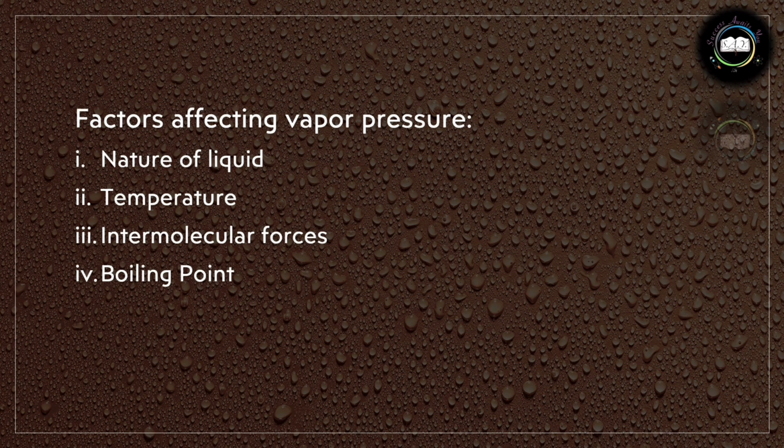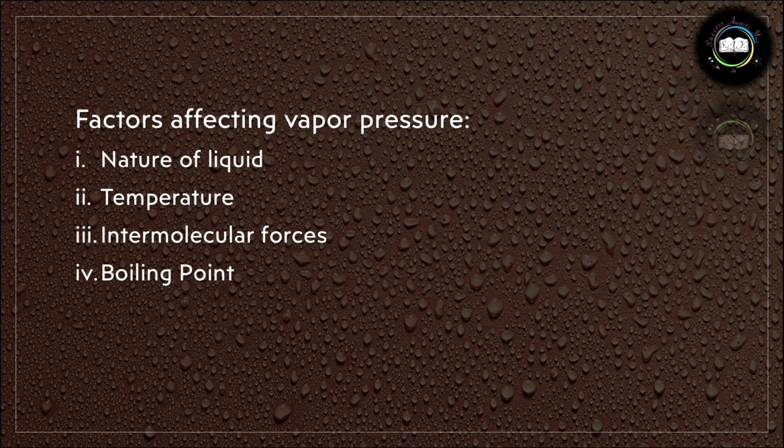Now, moving on to the factors affecting vapor pressure. Number 1. Nature of liquid. Vapor pressure of a liquid depends upon the nature of liquid. That is, liquid having low boiling points exert more vapor pressure. Number 2. Temperature. Vapor pressure of liquid increases with the increase of temperature. Due to increase of temperature, the kinetic energy increases, and the liquid is changed into vapor. As a result, vapor pressure of the liquid increases.